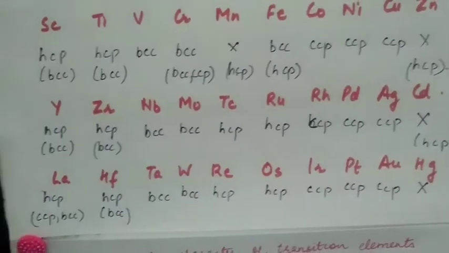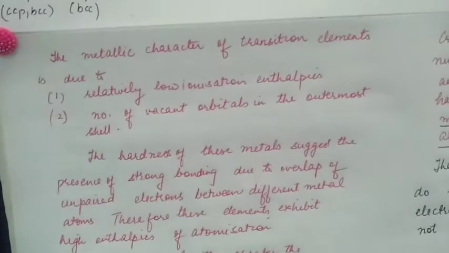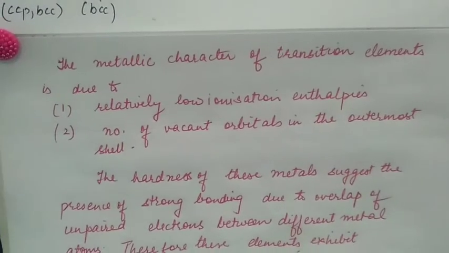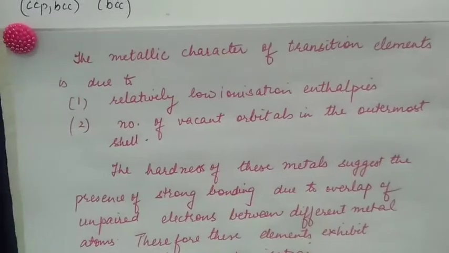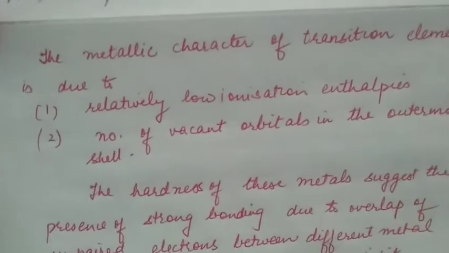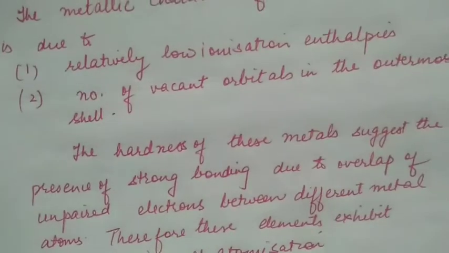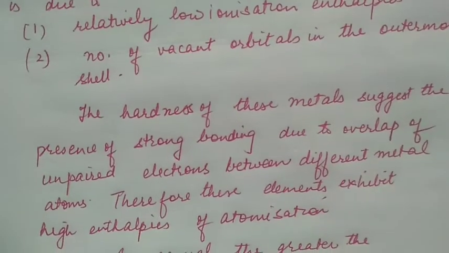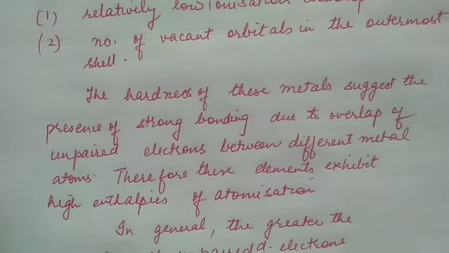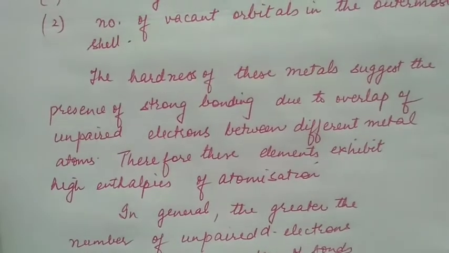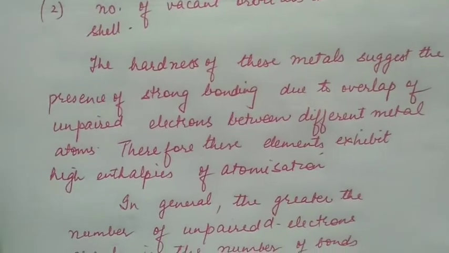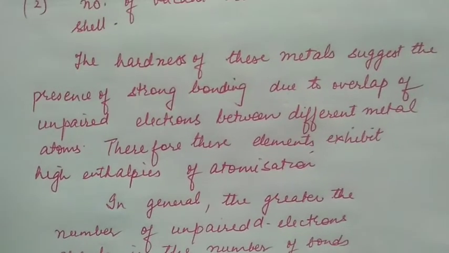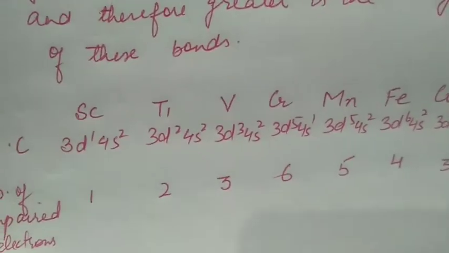structures of metals. The metallic structures of elements is due to two reasons: relatively low ionization enthalpies of these elements and availability of number of vacant orbitals in the outermost shell. The hardness of these metals suggests the presence of strong bonding due to overlap of unpaired electrons between different metal atoms.